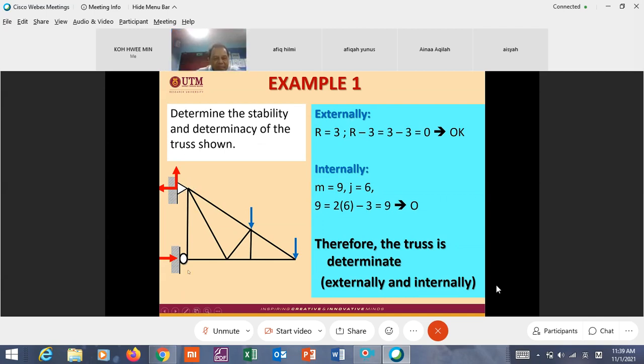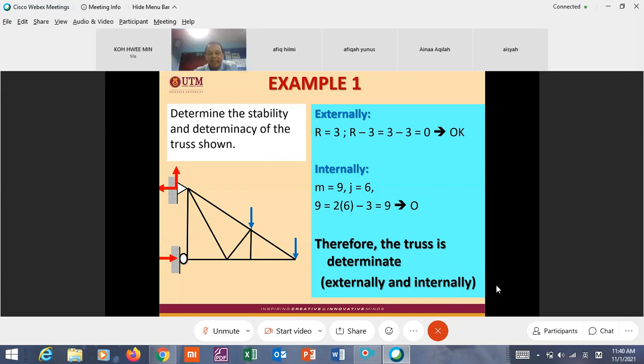This is pin connection. This is roller connection. For pin connection, there are 2, and for the roller connection, only 1. So total external reaction R is 3. R minus 3 equal to 0. Therefore, it is externally determinate.